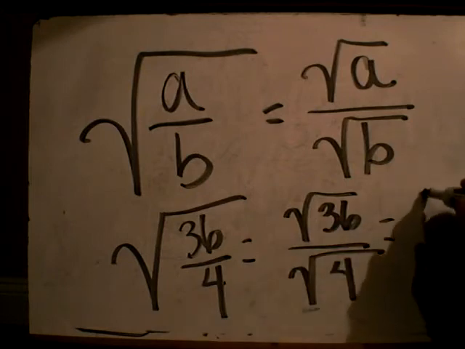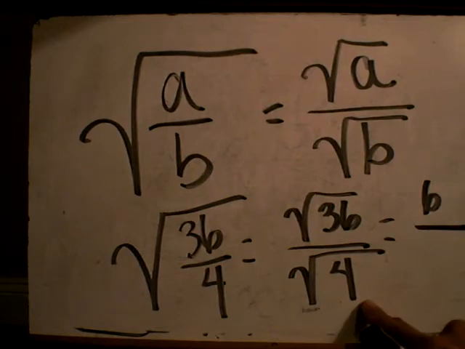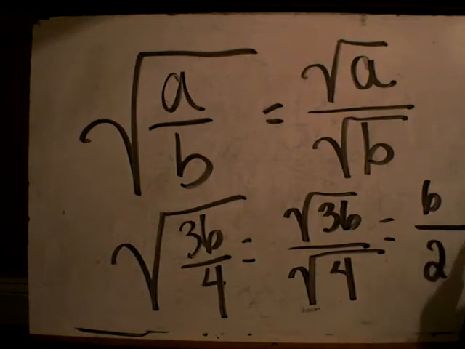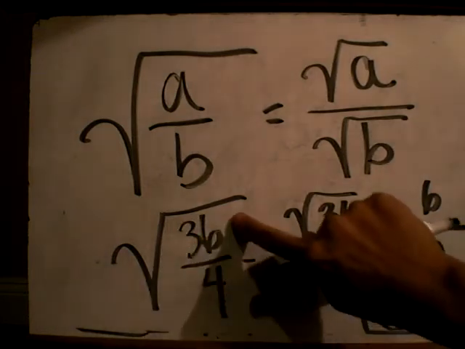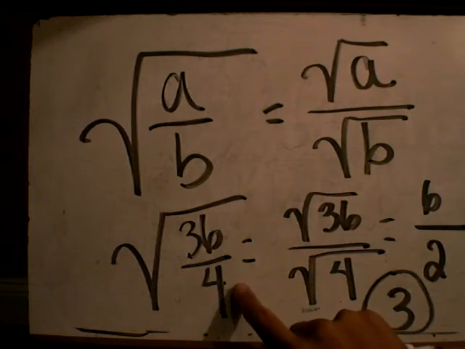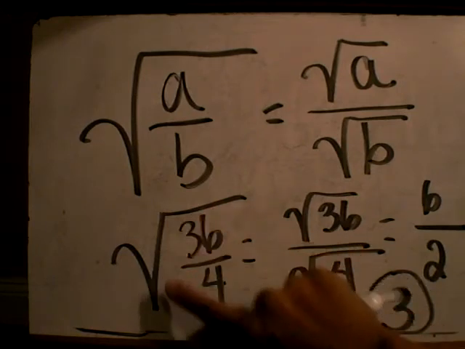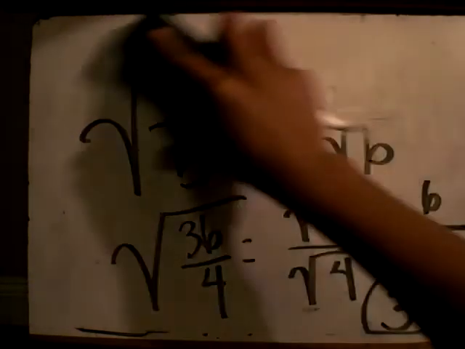The square root of 36 is 6, the square root of 4 is 2, and 6 divided by 2 equals 3. I guess you can't see that, so here we go, equals 3. Another way you can solve that is 36 divided by 4 is 9. So the square root of 9 is in fact 3. Okay. All right. Now, we'll move on to something a little bit more challenging.